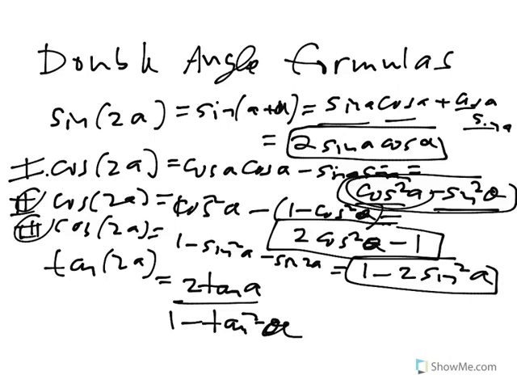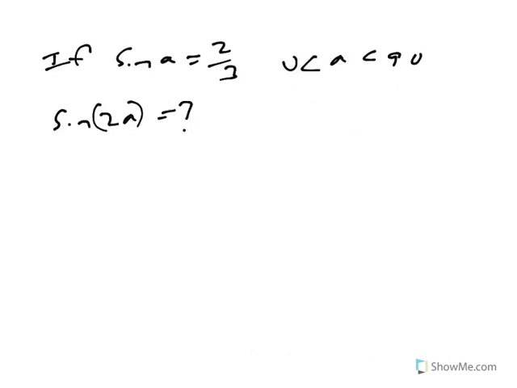And those are our 5 formulas: one for sine 2a, one for tan 2a, and 3 different versions for cosine 2a. But really this number 1, even though it's where the other 2 come from, it's not used that much.